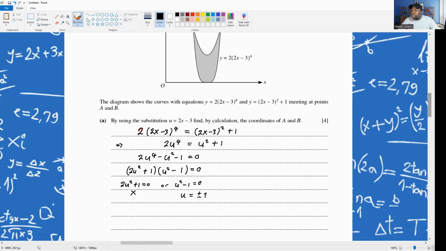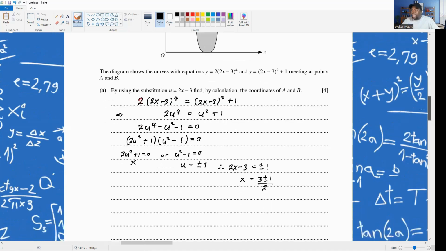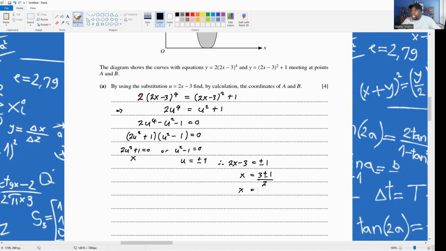So plus or minus 1 are the values of u, which therefore means that since u is 2x minus 3, 2x minus 3 is equal to plus or minus 1, which means x is equal to 3 plus or minus 1 all over 2. All right. So that's what we'll be having right there. So the values of x will be 3 minus 1, which is 2, and 2 over 2 is 1. And 3 plus 1, 4, 4 divided by 2 is 2. So the values of x are 1 and 2.